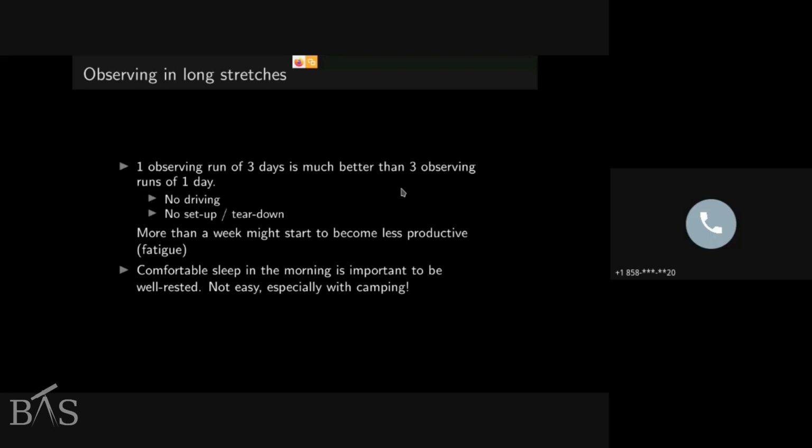And comfortable sleep in the morning is important if you are observing for multiple nights. And this is not easy, especially because if you're camping, which a lot of us do in the field, then it gets very hot in the daytime in your tent, and so you have to think about all of that. How am I going to sleep during the day in the outdoors? If you have a cabin or a house or whatever in the remote area, then it's very good, no problem. But the key message here is try to observe in periods of a week.